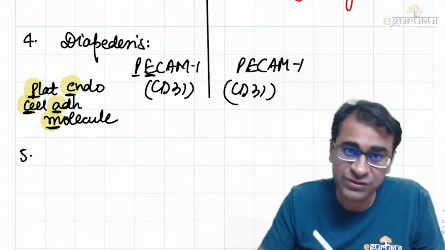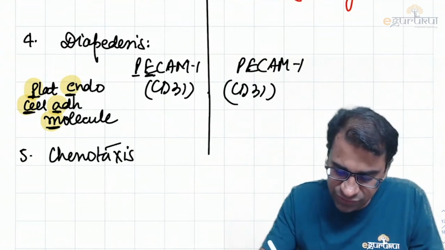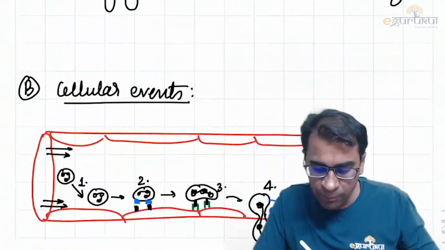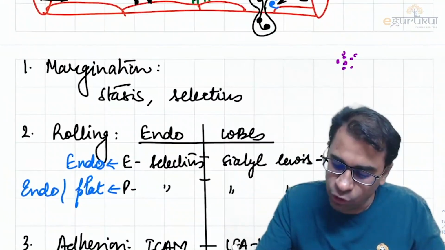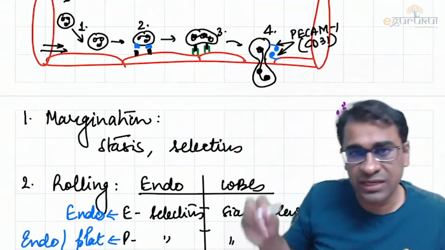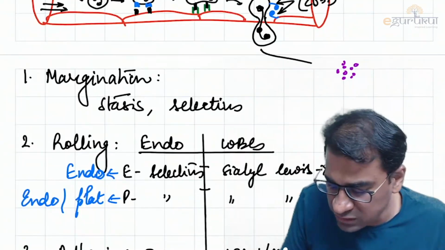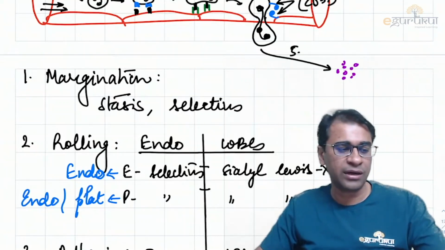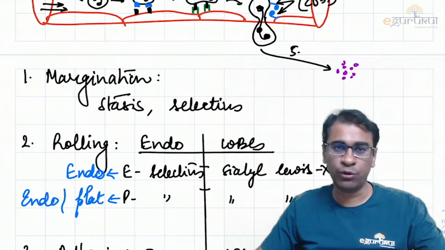Okay? The fifth step is called chemotaxis. That means if you come back to this area, suppose the inflammation is here. This is the bacteria or the necrosis, whatever it is. So this area of necrosis or bacteria or immune reaction, now the neutrophil moves towards the area of such inflammation. This movement is called chemotaxis.